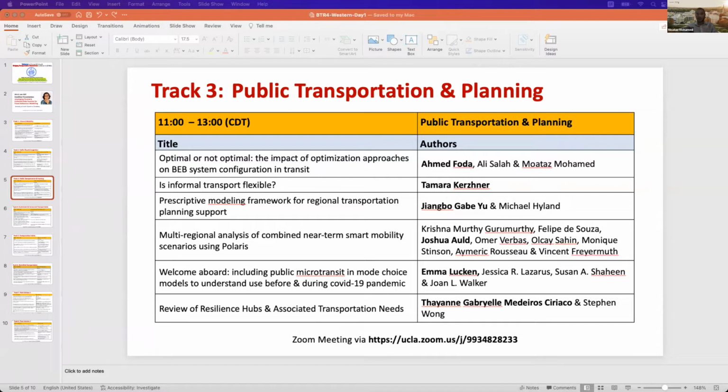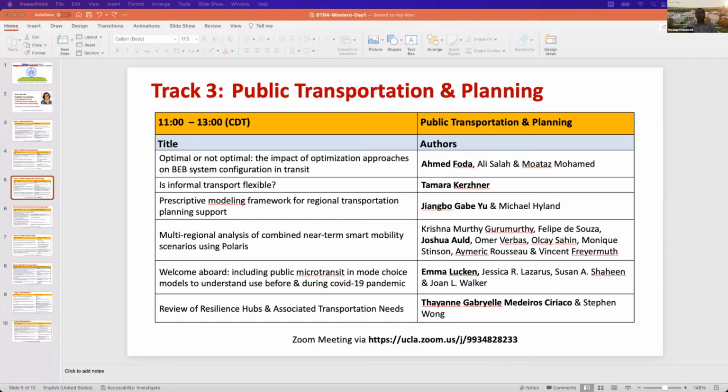We have in total 6 presentations covering all aspects of public transportation and planning. Some of them are related to the COVID pandemic, some related to resilience and electrification as well. We have 2 presentations which will be played as videos and 4 live presentations.